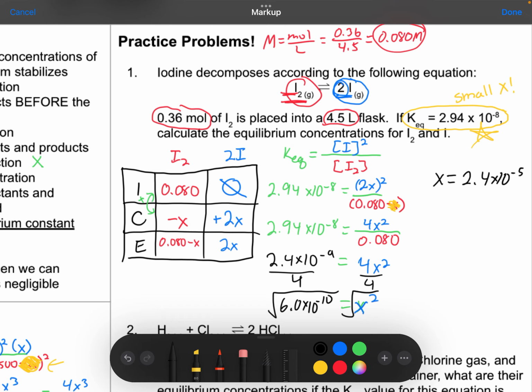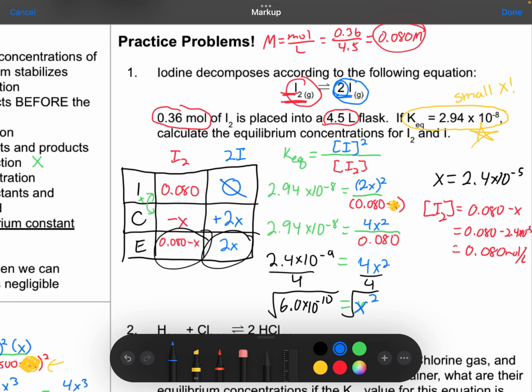So next thing is to calculate the equilibrium concentrations for I and I2. So I have to go back to my equilibrium concentration box, and I'm going to do I2 first. That is equal to 0.080 minus x. So I'm going to subtract my 2.4 times 10 to the negative 5th out from that. And you will find that, shockingly enough, subtracting a number that tiny from 0.080 actually still does round to 0.080, and that is moles per liter.